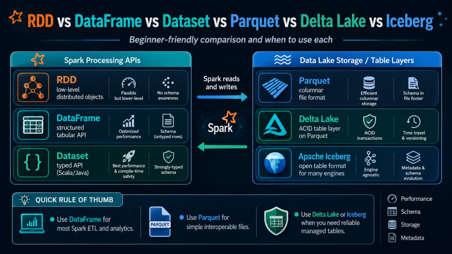So the first key idea to remember is that RDD, DataFrame, and Dataset are all about processing data within Spark. Meanwhile, Parquet, Delta Lake, and Iceberg focus on how data is stored and managed in the Lakehouse. A simple rule of thumb can guide your choices. Use DataFrame for most Spark ETL and analytics tasks. Use Parquet when you need simple, efficient, and portable files. And choose Delta Lake or Iceberg when your data lake requires reliable and managed tables.